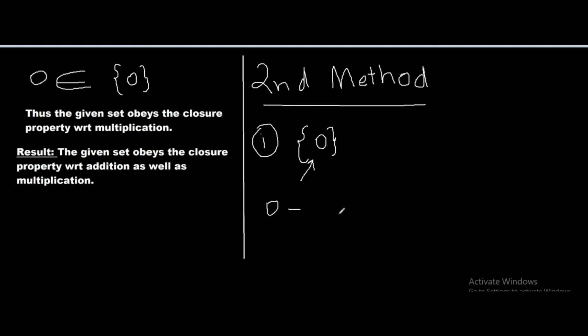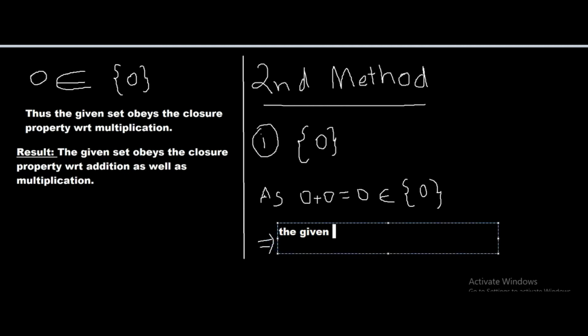Okay, so you can simply write 0 plus 0 is equal to 0, which belongs to the given set, which is 0. So what is meant by this? The given set obeys the closure property with respect to addition. So this was the second method.